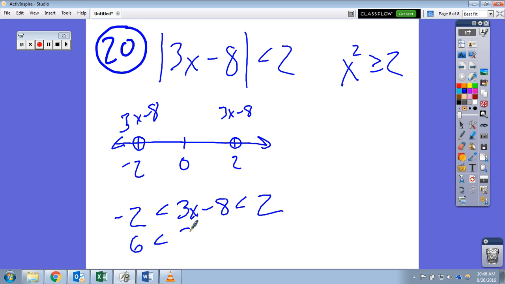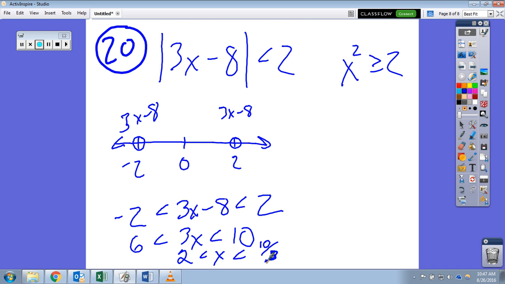So you add 8 to both sides. 6 is less than 3x, which is less than 10. Then divide both sides by 3. So 6 over 3, which is 2, is less than x, which is less than 10/3. All right, so we have that. No restrictions.